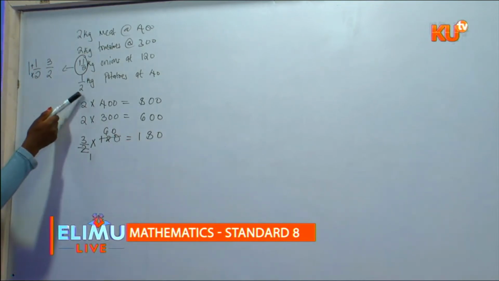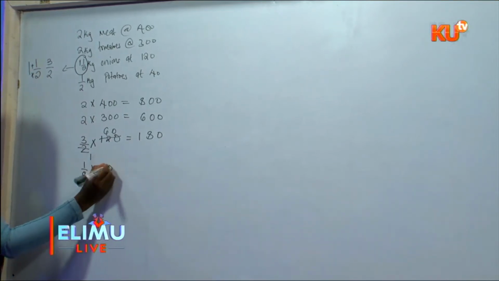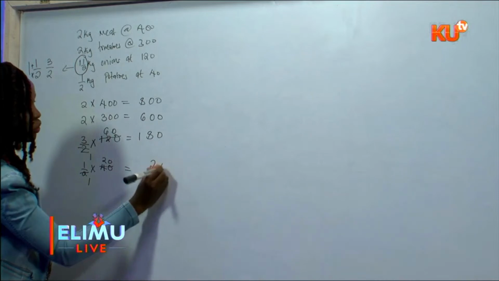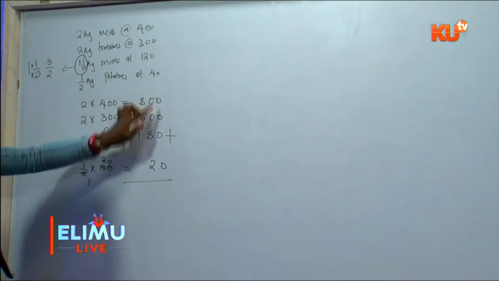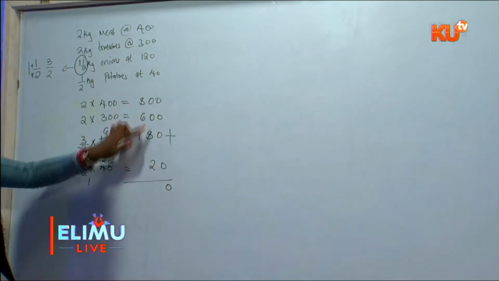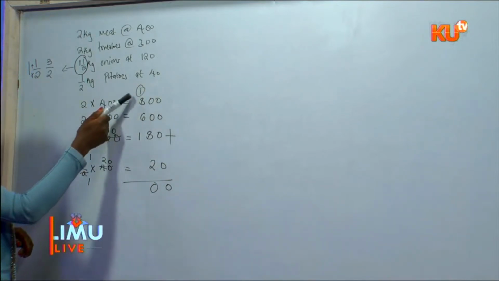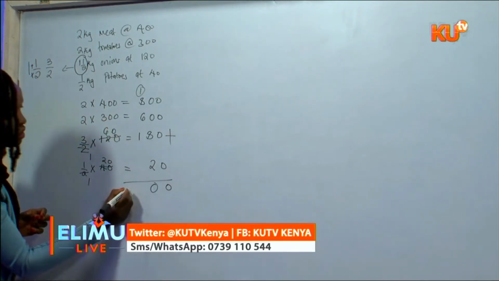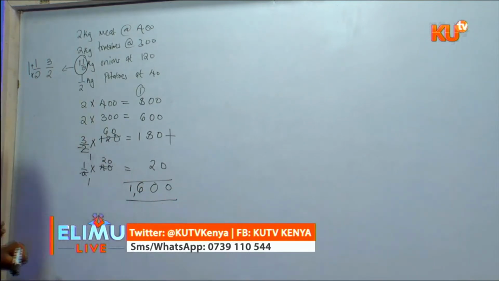Then I have a half kg potatoes at 40 shillings. It is a half times 40: 40 by 2, 1 by 2, 20. So you come and add 20. So we are adding to get the total. When I add this side, I get a 0. 8 plus 2, 10. 0, carry 1. 1 plus 8 is 9. 9 plus 6, 15. 15 plus 1, 16. That is 1,600 shillings. That was the total cost.